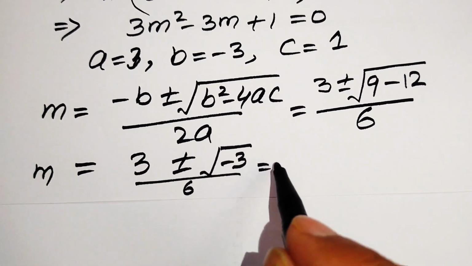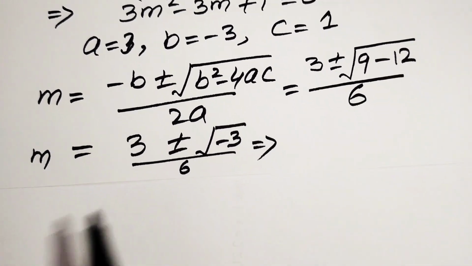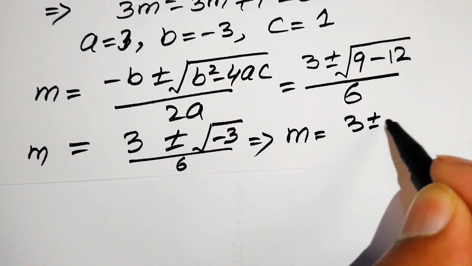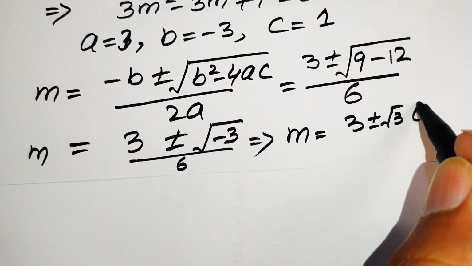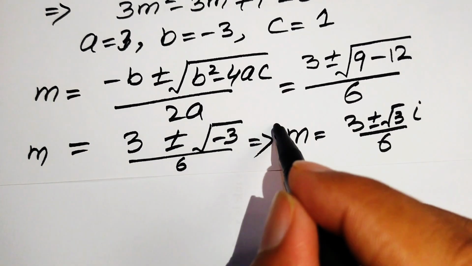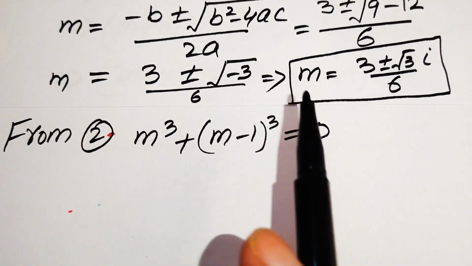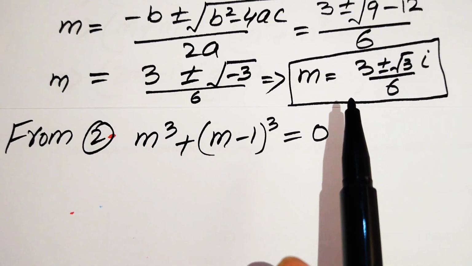So these are the two complex roots of the given equation. So we write this as m equals 3 plus minus square root of 3 times iota, divided by 6. So these are our two complex roots of the given equation.